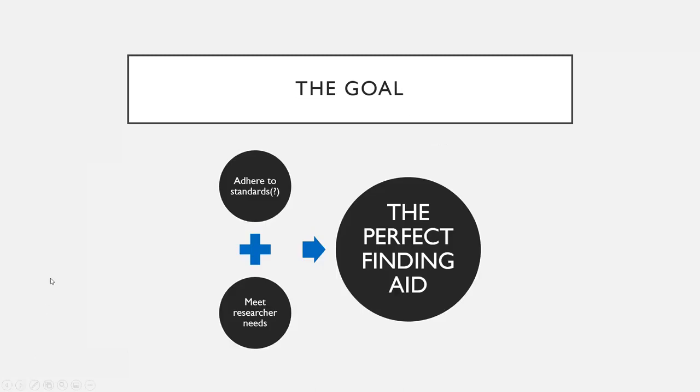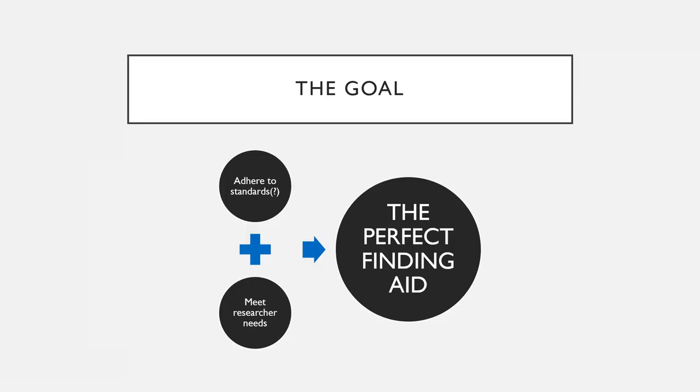So the ideal situation is that online finding aids adhere to archival standards. So they meet the bare minimum criteria that Describing Archives: A Content Standard recommends, and that they also meet researcher needs, so that archives are aware of what researchers want and are able to at least approximate meeting those researcher needs through online finding aids.